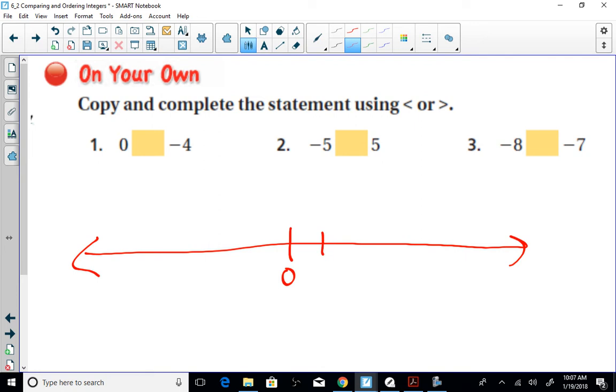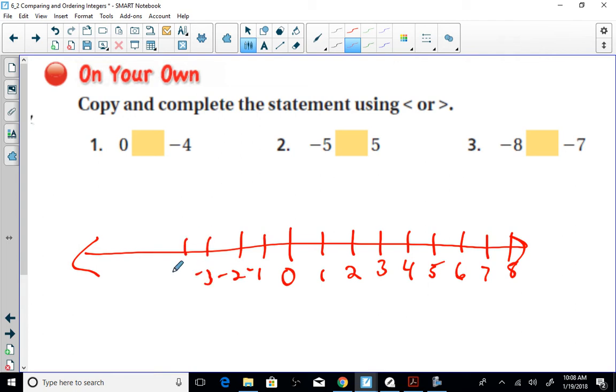Here's 0, here's 1, here's 2, here's 3, here's 4, here's 5, 6, 7, and 8. Negative 1, negative 2, negative 3, negative 4, negative 5, negative 6, negative 7, negative 8. Here's 0. Here's negative 4. 0 is to the right of negative 4. So 0 is greater than negative 4.